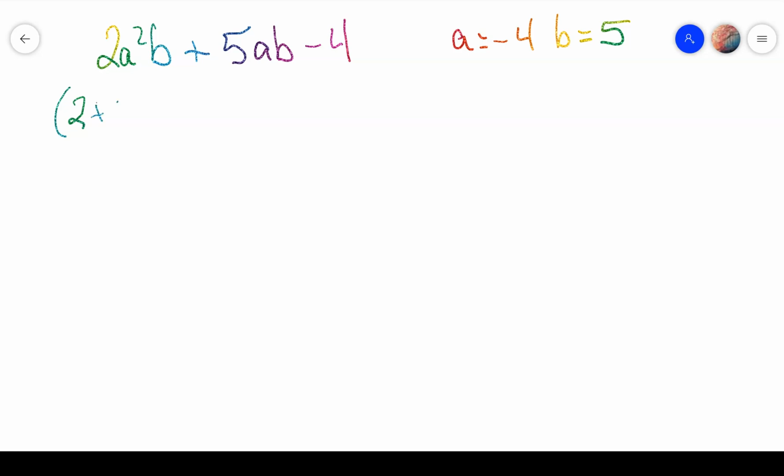Oops, I didn't mean to do a plus sign. Times 16 times b, which is 5. Close parentheses. Now we're going to do our next set. 5 times a, which is -4, times b, which is 5. Close parentheses, minus 4.